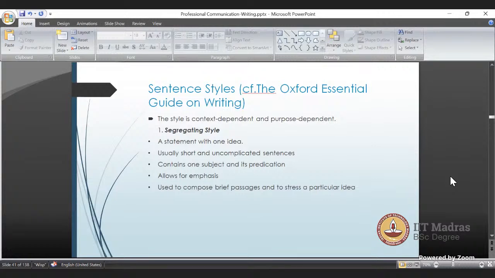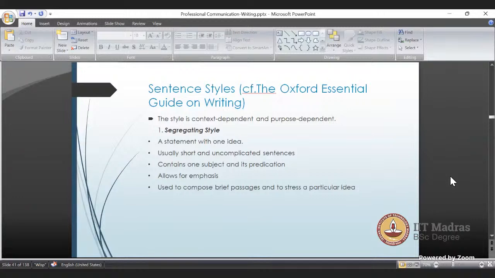Most of the topic sentences that you're going to write for your paragraphs are going to have a segregating style. It's a statement with one idea. It's usually short and a very uncomplicated sentence. It contains one subject and its predication. It gives you emphasis. Remember what we write topic sentences for? The purpose of the topic sentence is to introduce you to the main idea, so tell the reader the purpose of what you're going to write. What is it used for? It's used to compose brief passages and to stress a particular idea.